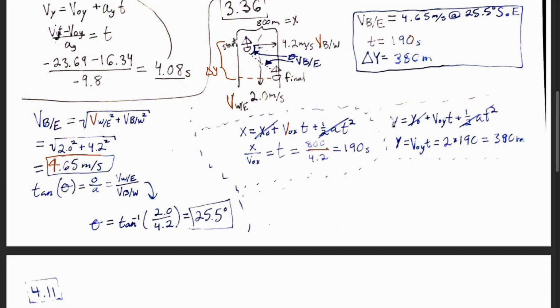Great. And then finally, we're looking at the change in y, so we use the distance equation again. Cross out all the ones that are not applicable. Again, we're left with virtually the same thing, but now we don't have to rearrange it, because what we want is y. Plug in t that we just found, and you'll find that you get 380 meters.